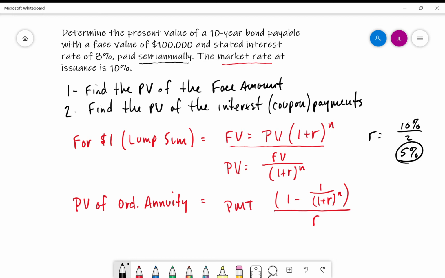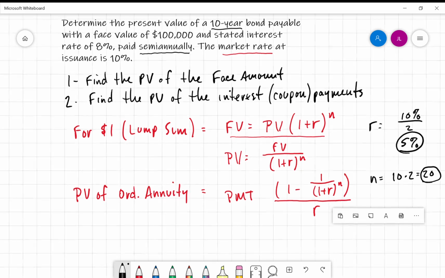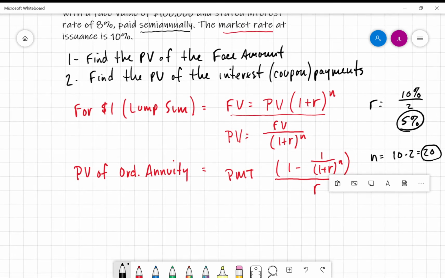Now, the number of periods that we have, well, how many years is this bond? We know it's a 10-year bond. And if we're paying interest semi-annually, that's twice per year. So the number of periods is however many years we have, which is 10, multiplied by the number of payments per year. So for our n, we're going to have 20. Okay?